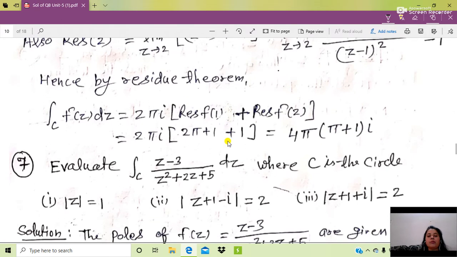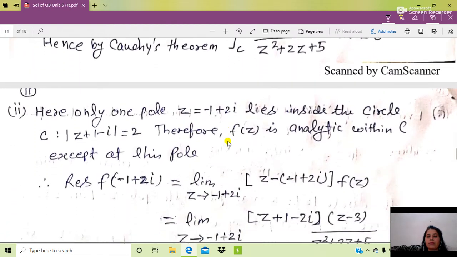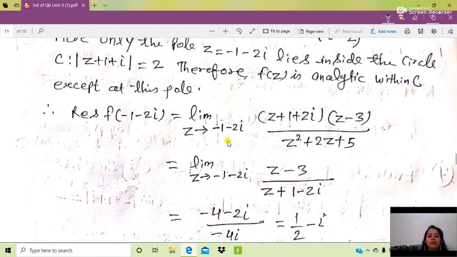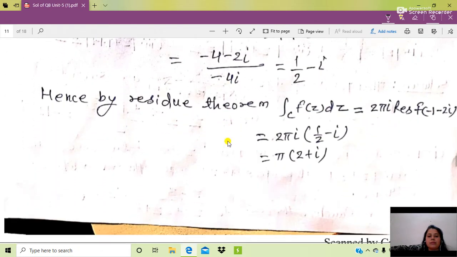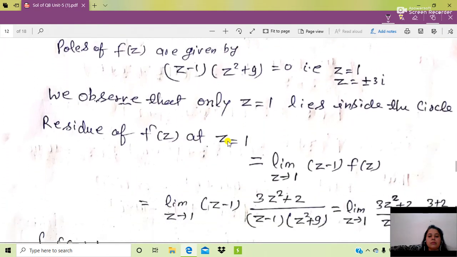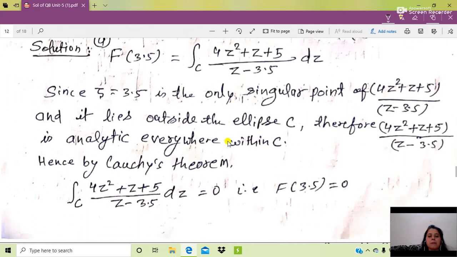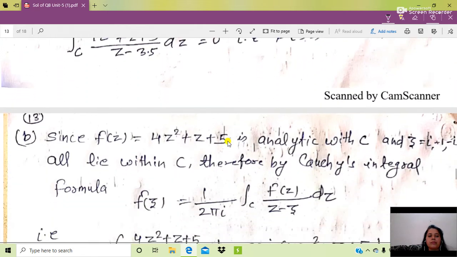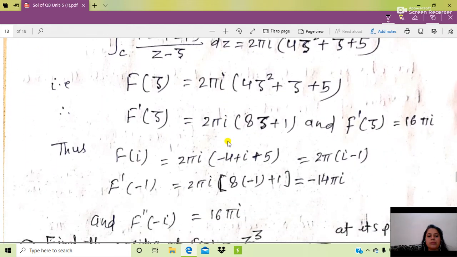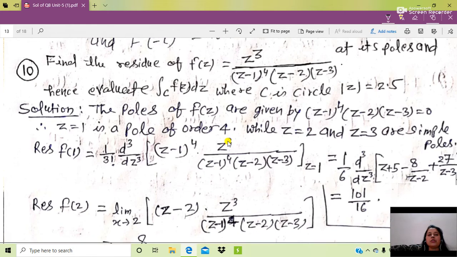Next, we will solve one more question on complex integration. Let's solve this question.